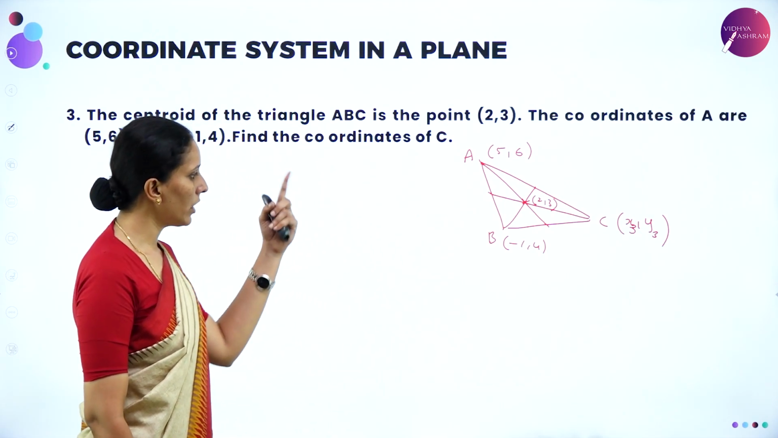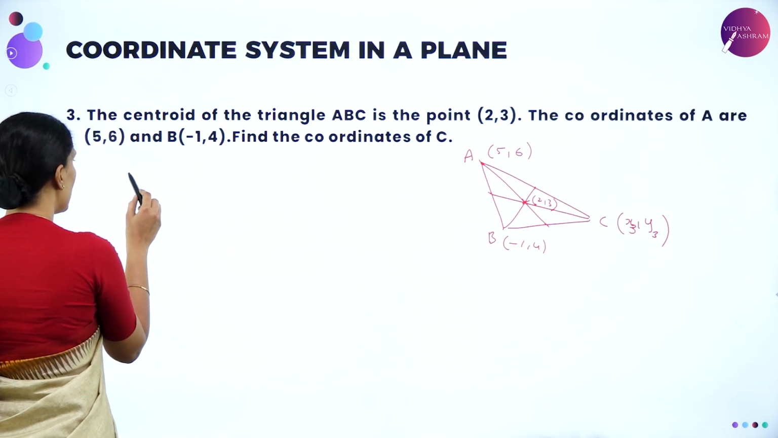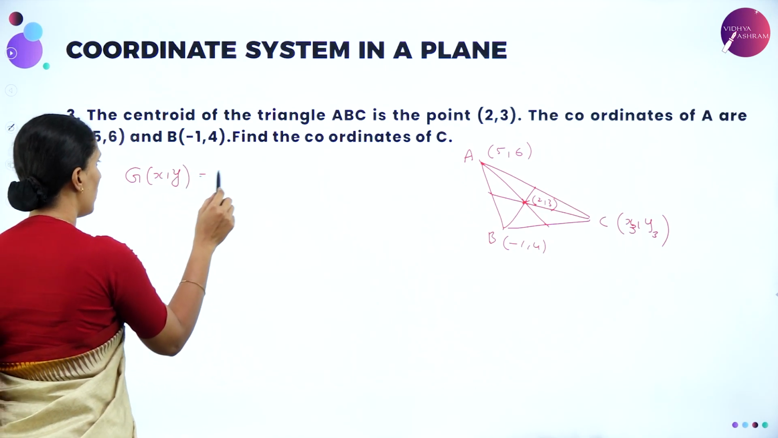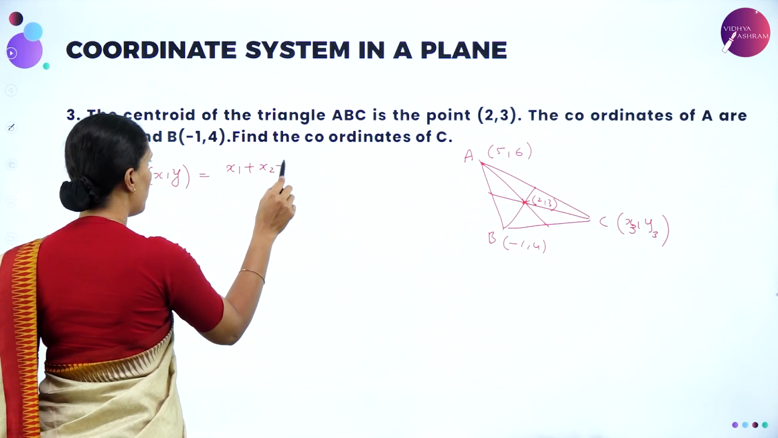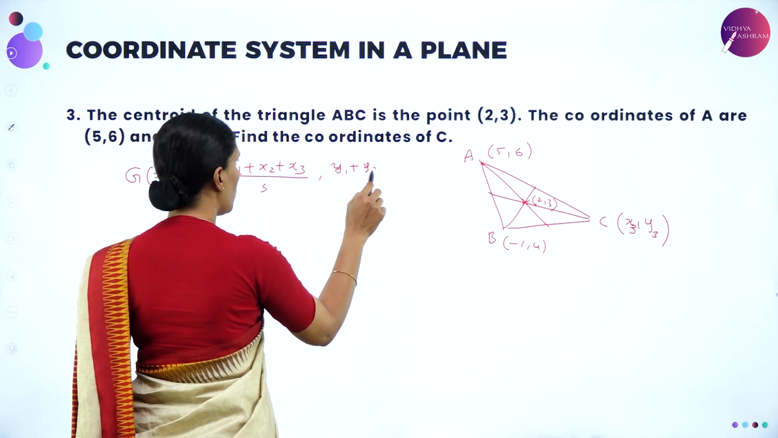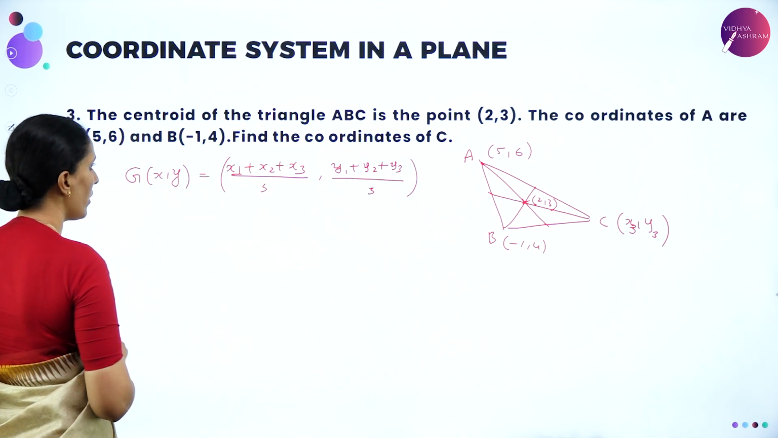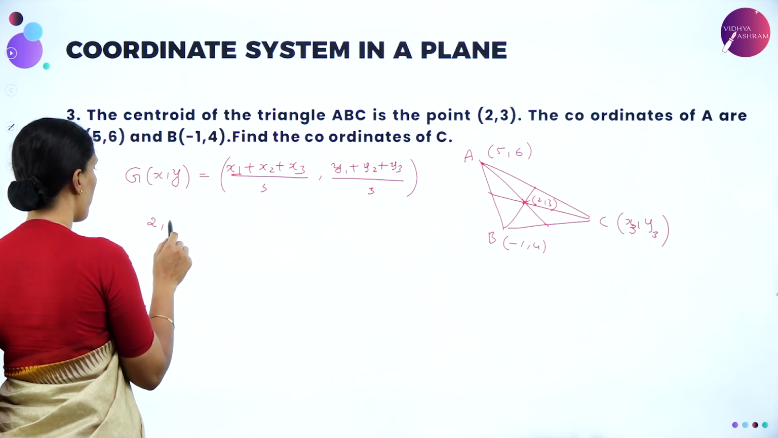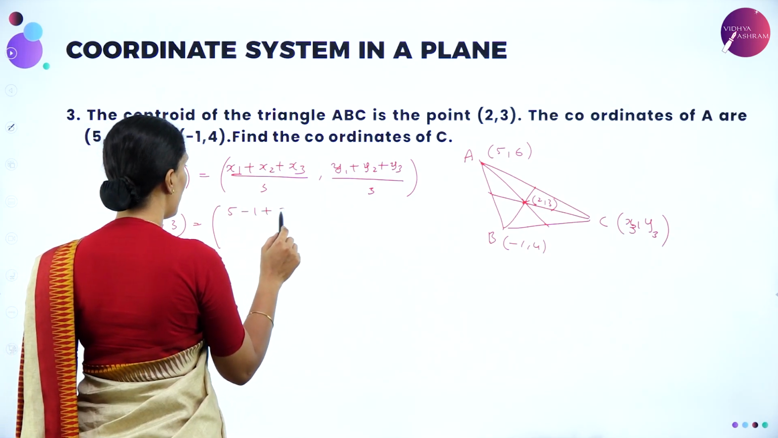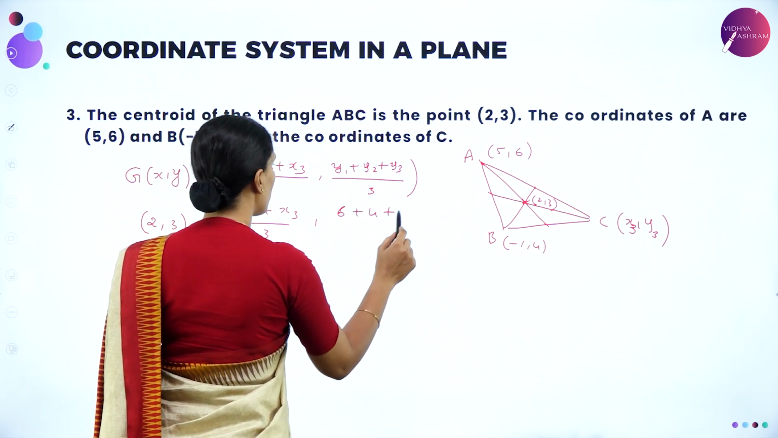So we have x1, y1, x2, y2 and the centroid. We need to find out C. Let me consider this point centroid as G. So G(x, y) is equal to x1 plus x2 plus x3 by 3, comma y1 plus y2 plus y3 by 3. The centroid is given, so that is 2, 3. Now here this becomes 5 minus 1 plus x3 by 3, and here it is 6 plus 4 plus y3 by 3.